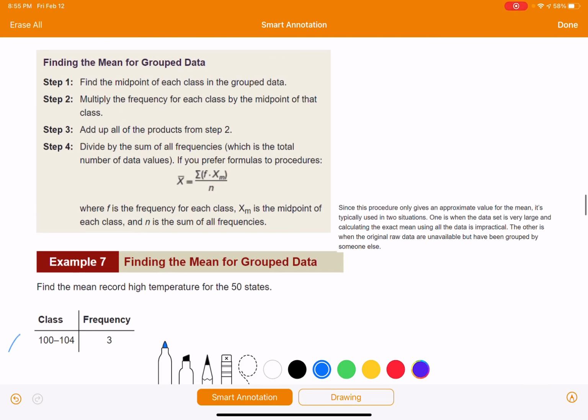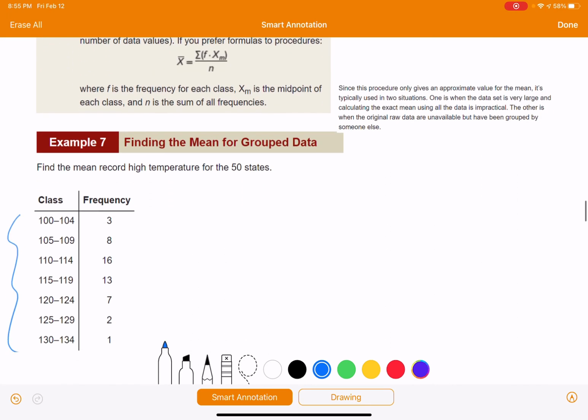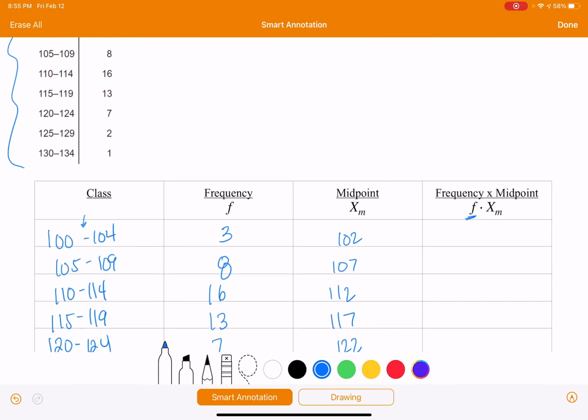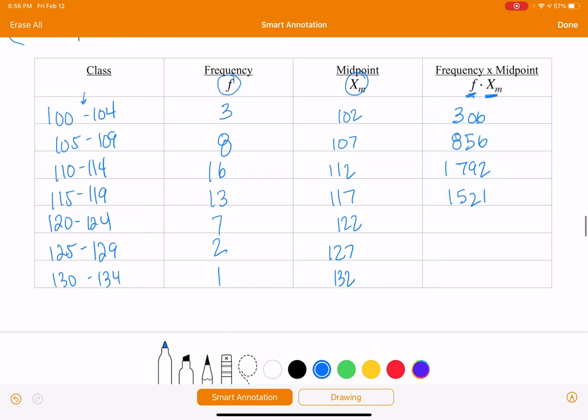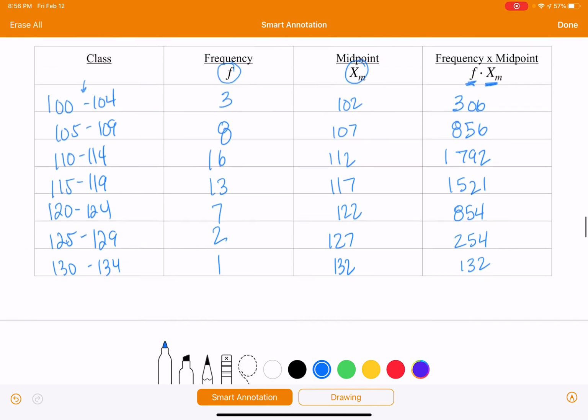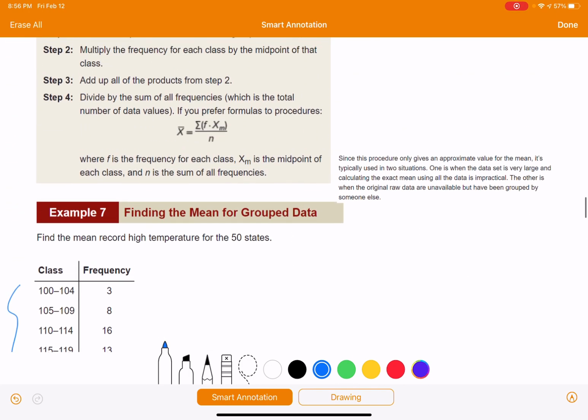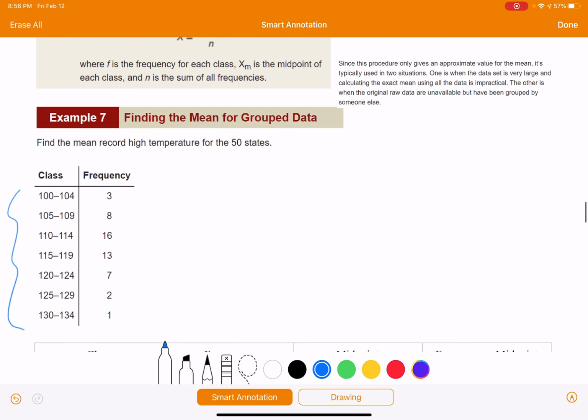Next thing we are going to do is multiply the frequency for each class by the midpoint. So now we're going to multiply the frequency times the midpoint. As you can see, we're using our symbols, frequency and midpoint. When you multiply those, these are the numbers that you should get. Okay, now that we have those parts filled out, we can add up all the products from step 2.